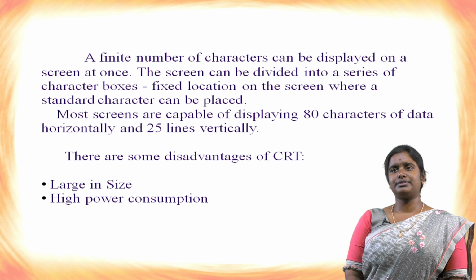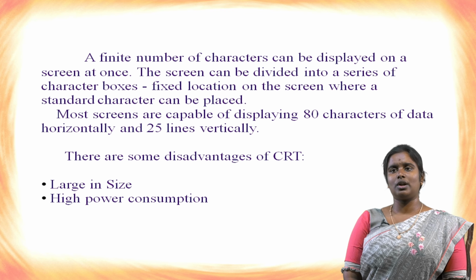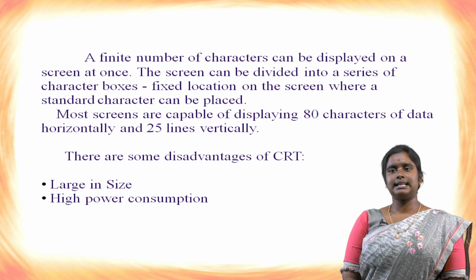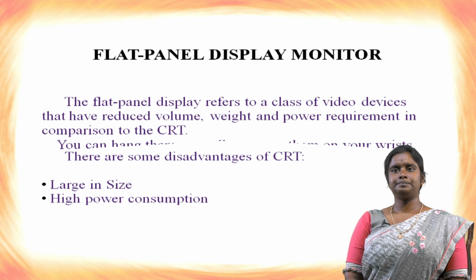A finite number of characters can be displayed on a screen at once. The screen can be divided into a series of character boxes, fixed locations on the screen where a standard character can be placed. Most screens are capable of displaying 80 characters of data horizontally and 25 lines vertically. There are some disadvantages of CRT. The first one is large size. The second one is high power consumption.